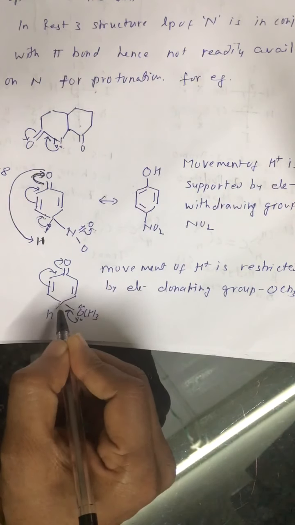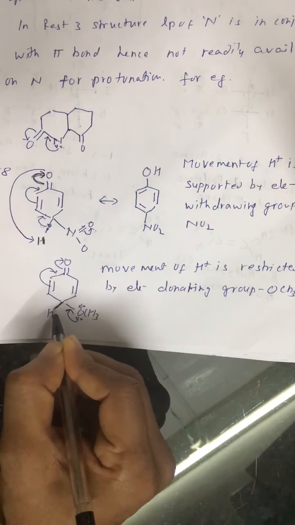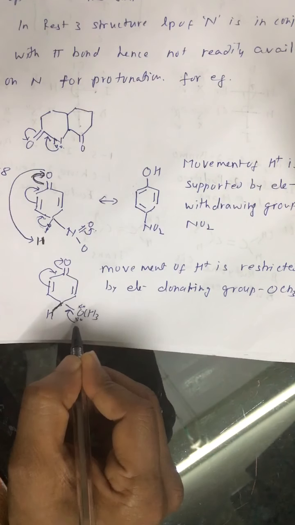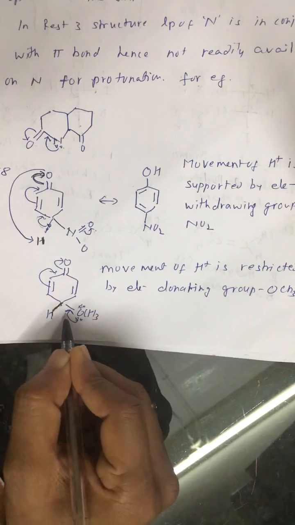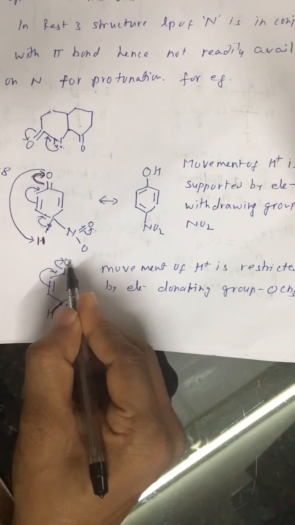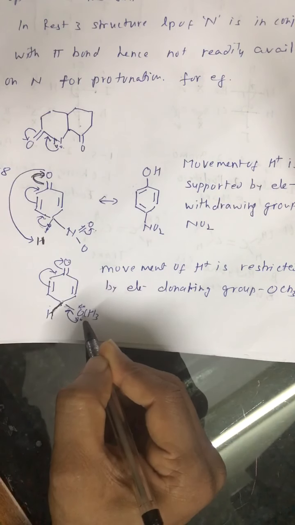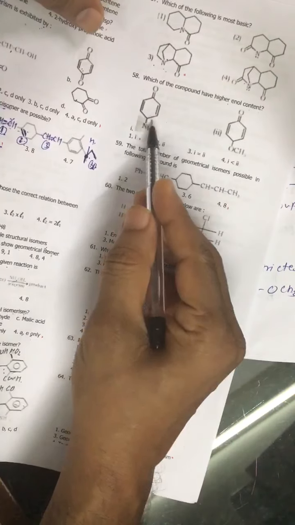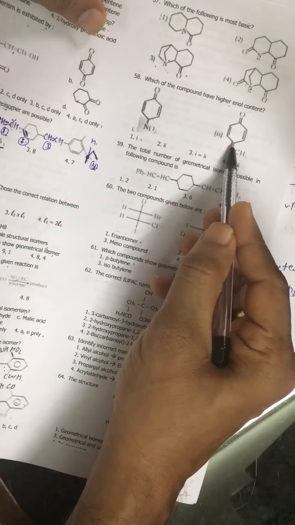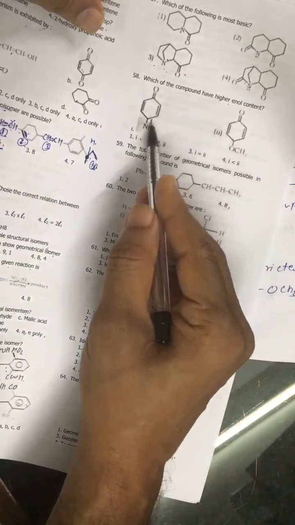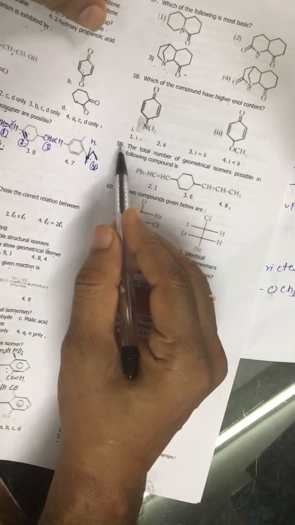Now here the problem is, before the movement of the electron pair between C and H, since the OCH3 group is a plus M group, the electron pair of oxygen moves towards this bond, and shifting of H positive towards this oxygen is restricted. That is why this compound will not show this tautomerism, or tautomerism formation is most favored in this case. In this case this movement is not favored, means tautomerization is not favored. Here tautomerization is favored.